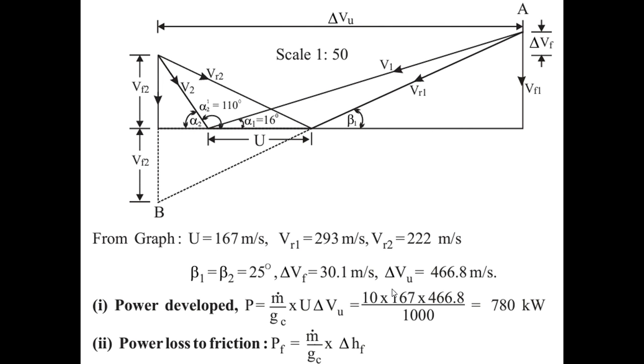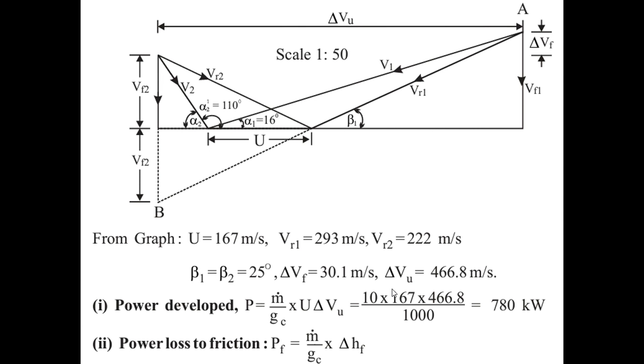And for axial thrust, you can find out delta VF, VF1 minus VF2. For turbines, always VF1 will be higher than VF2. If it is a pump or compressor, it's opposite. So take just the difference of VF values, delta VF into mass flow rate. You will get axial thrust.